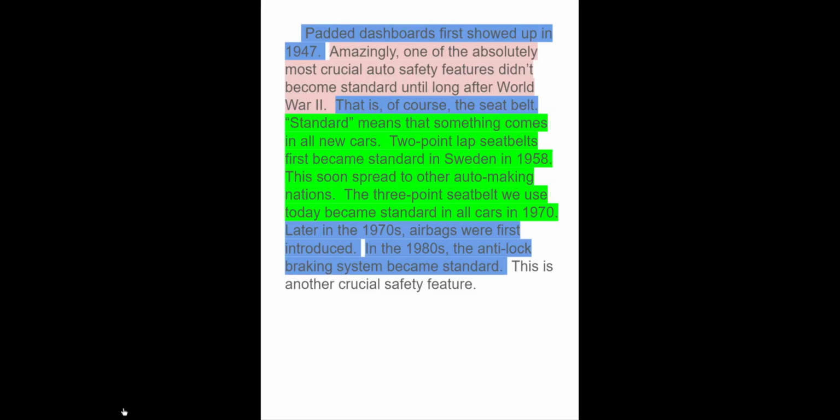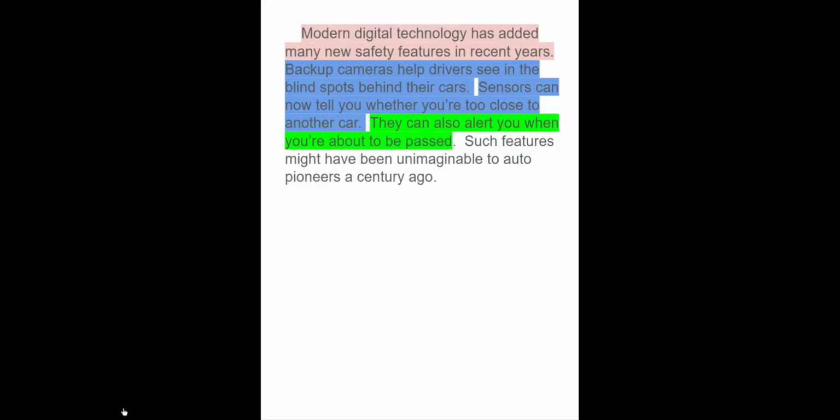Readers, you'll see that I've highlighted a section of this text in pink. I'm thinking that has a big clue to help me understand my main idea. There are three ideas that support that main idea: the padded dashboard, the seatbelt, the airbag, and the braking systems. Details that help understand those supporting details are highlighted in green. Let's move on to paragraph 3.